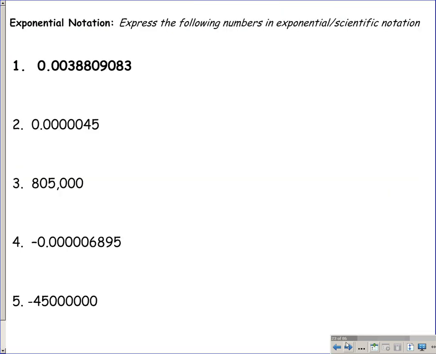Everything really small is something like, let's do this one. Write that one in scientific notation. Your exponent is going to be a positive number or a negative number? Negative. I mean, that's going to be smaller than one.